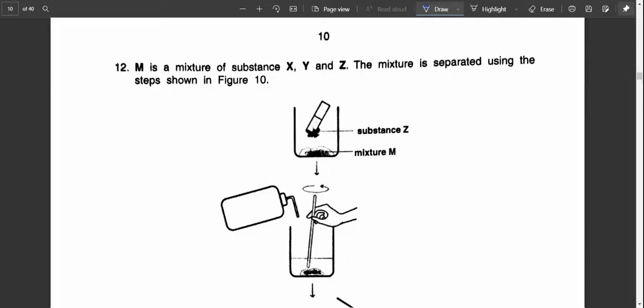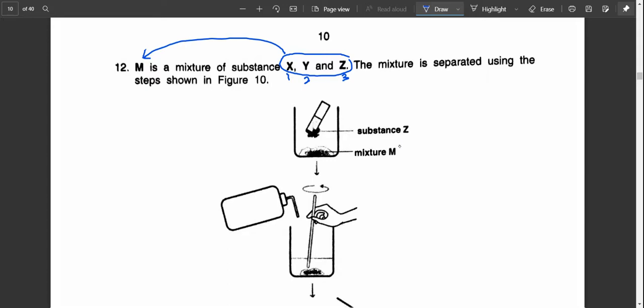Okay, let's continue. So question 12. M is a mixture of substance X, Y, and Z. So X, Y, and Z is there, and when you mix them together, they become M. So X is one substance, Y is another, Z is the third substance. The mixture is separated using the steps as shown.